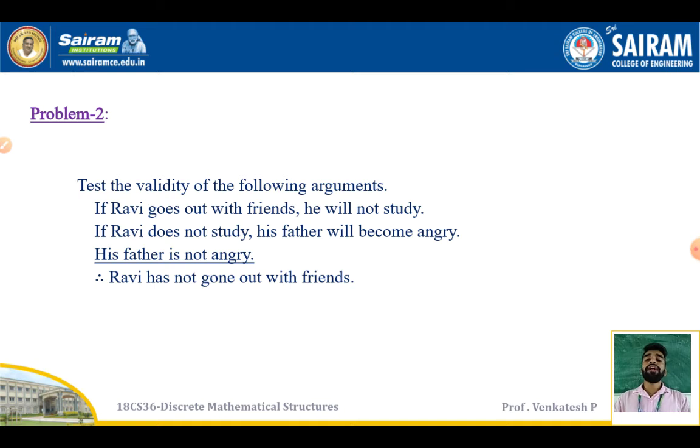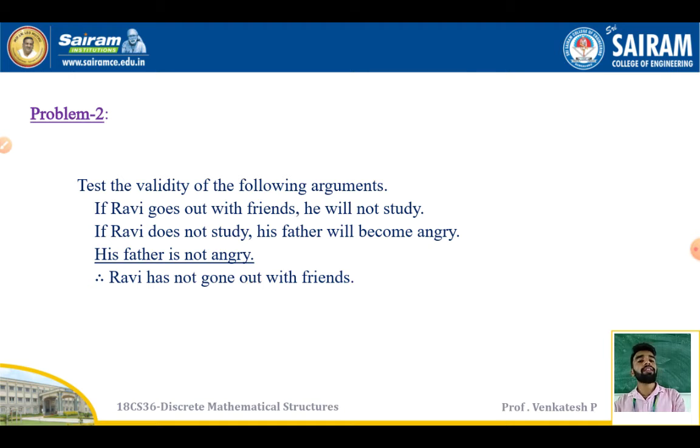Problem number 2, test the validity of the following argument. The problem is like this: if Ravi goes out with friends, he will not study, and if Ravi does not study, his father will become angry. And his father is not angry, therefore Ravi has not gone out with his friends. So these first three statements are the premises and this one is a conclusion.